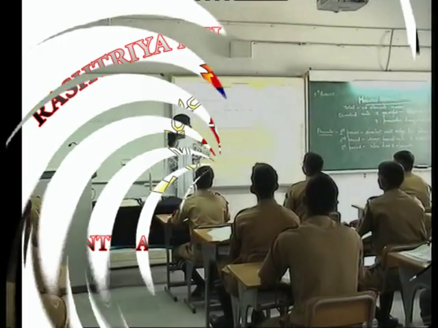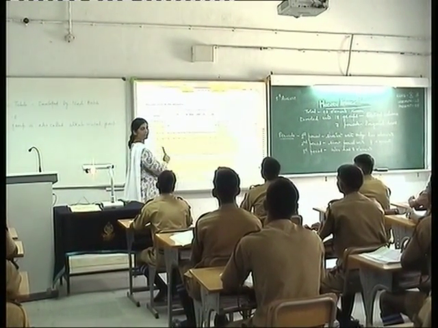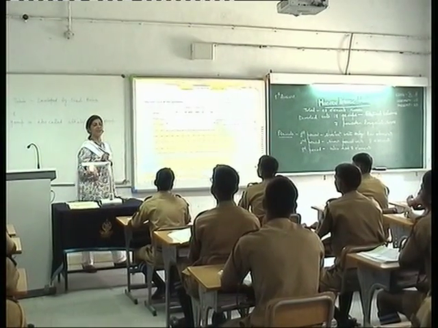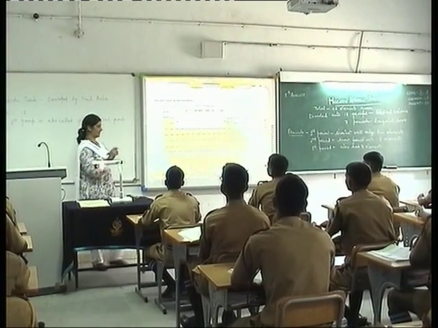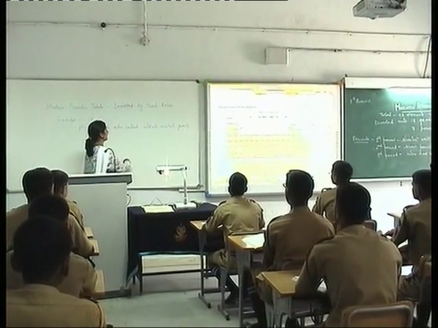This is the modern periodic table. At present there are 118 elements. So how many elements are there? There are 118 elements.